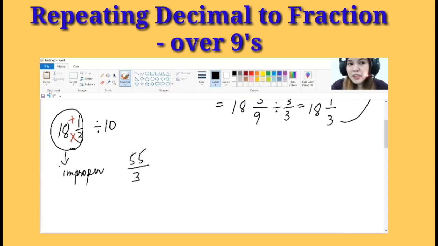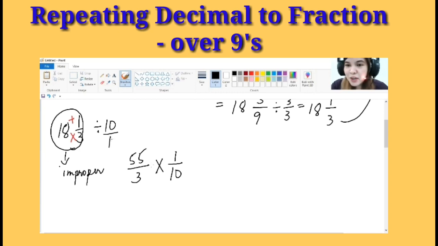Same pa rin yung denominator ha, 3 pa rin. Then afterwards, yung divide na nakikita nyo dito na operation, magiging times. Okay? You get the reciprocal. Reciprocal of the second given, the whole number. Ano ba reciprocal ng 10? Ang reciprocal ng 10 ay 1 over 10. Ma'am, paano po nangyayari yun? Kasi yung 10, meron siyang invisible 1 na denominator. Hindi nyo lang siya nakikita. Pero lahat ng whole number, madidivide sa 1. And you will get the same answer.